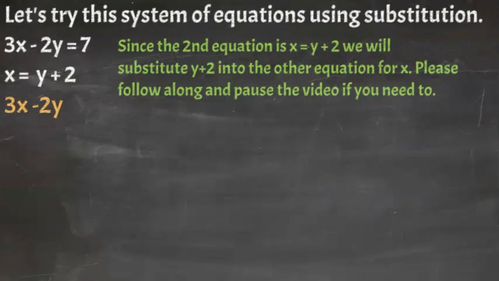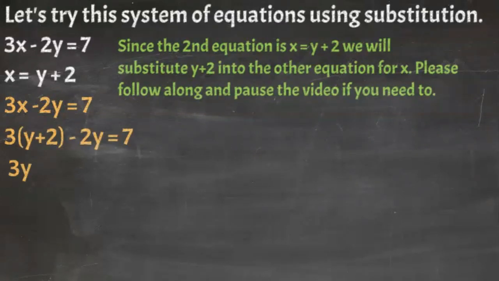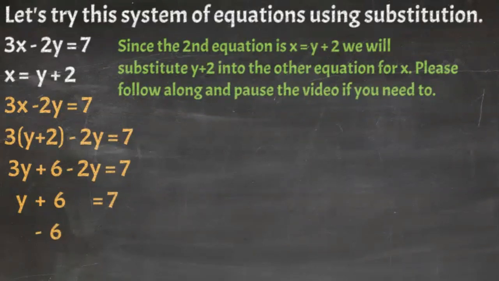3x minus 2y is equal to 7. So we put 3 times x, which is y plus 2, minus 2y equals 7. So that gives us, after distributing, 3y plus 6 minus 2y. Add like terms, we get y plus 6 is equal to 7. We subtract 6 from both sides, and we get y is equal to 1.